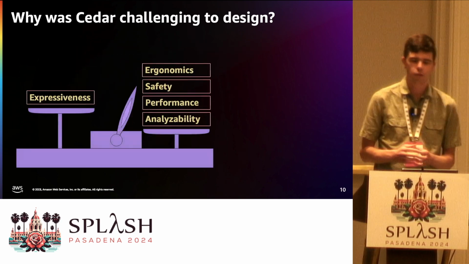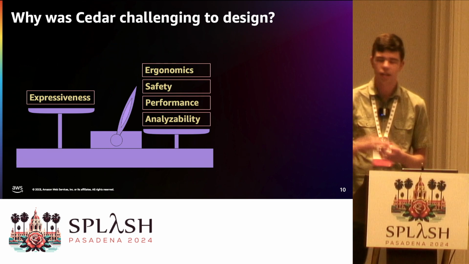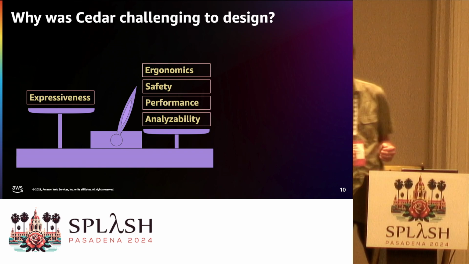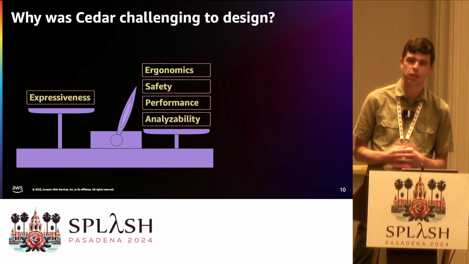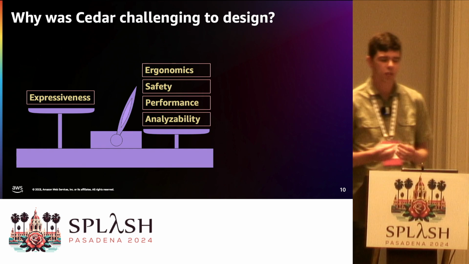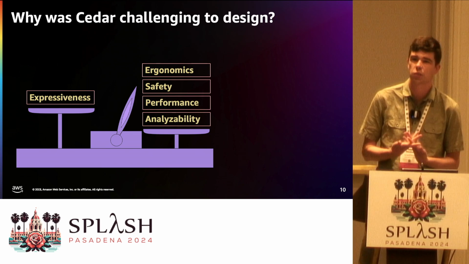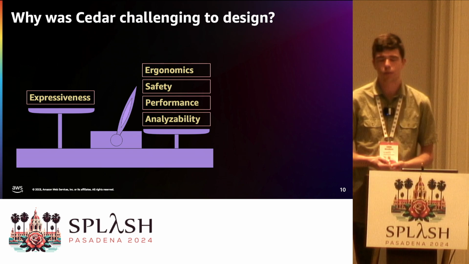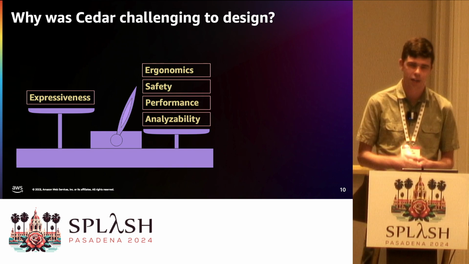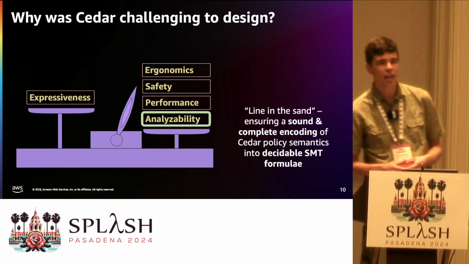But the reason that these properties are challenging is that they are often in tension with each other. And in particular, the 4 properties on the right are often in tension with the one on the left, which is expressiveness. So when we were designing Cedar, we generally favored the 4 properties on the right at the expense of expressiveness. We just wanted to make sure Cedar was expressive enough to express policies in the 3 major paradigms: RBAC, ABAC, and REBAC. In particular, we drew a line in the sand around analyzability.